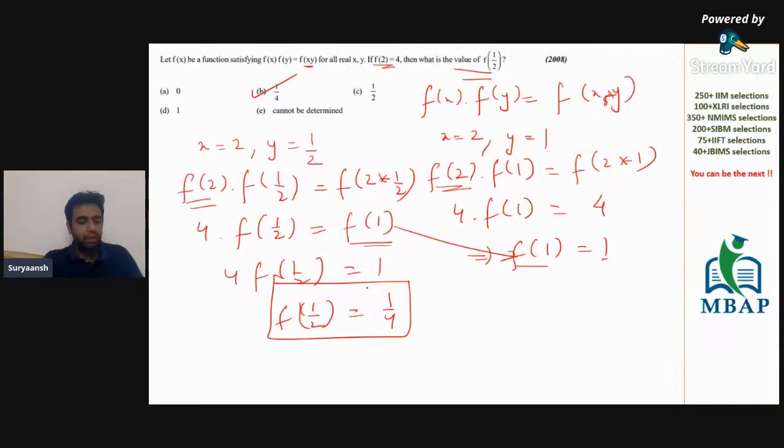Simple question, not a very difficult question. Both the methods should not take you more than, I think, 15 to 20 seconds for the first method, and 30 to 45 seconds for the second method. Any questions, anybody? No questions? I think it's a simple one. So I think we should move ahead then.